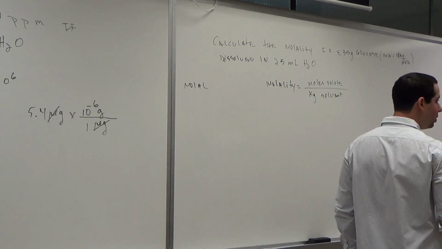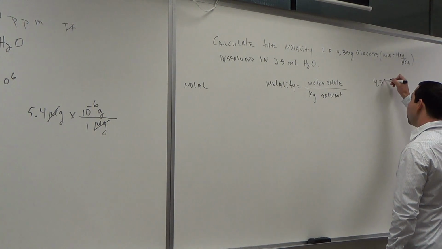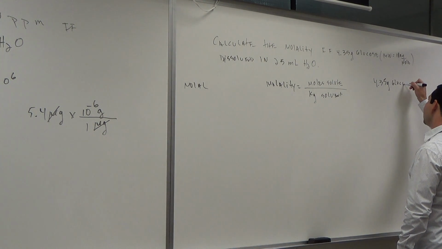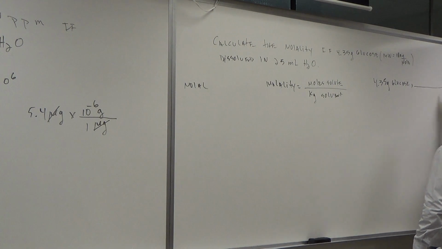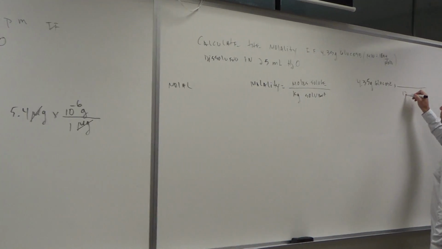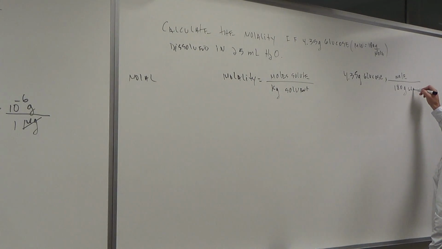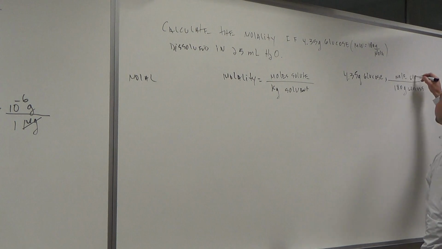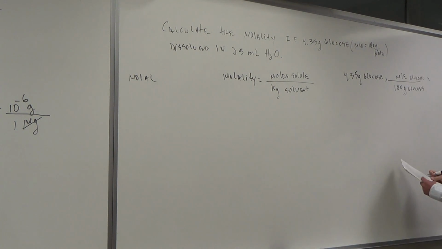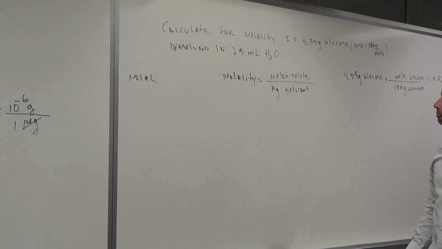So I need the moles of the solute. Do I have the mass of the solute? Yes, I have the mass of the solute. All I have to do is convert that mass of solute into moles. And the molecular weight was given to you. You divide by the molecular weight as you did in high school chemistry, yes? And what do you get for this? 0.241 moles. Glucose is C6H12O6. Is that good? Yes. Okay.